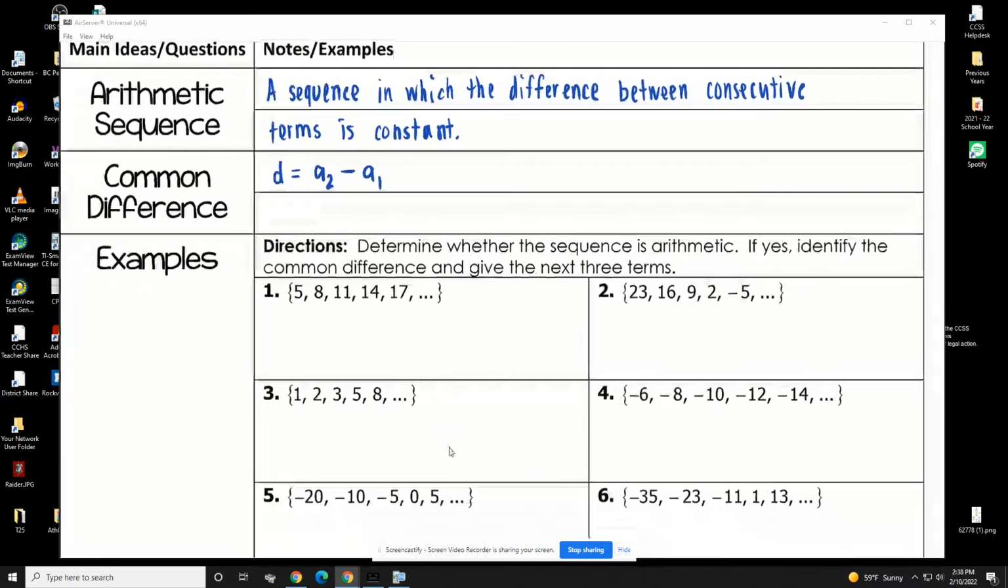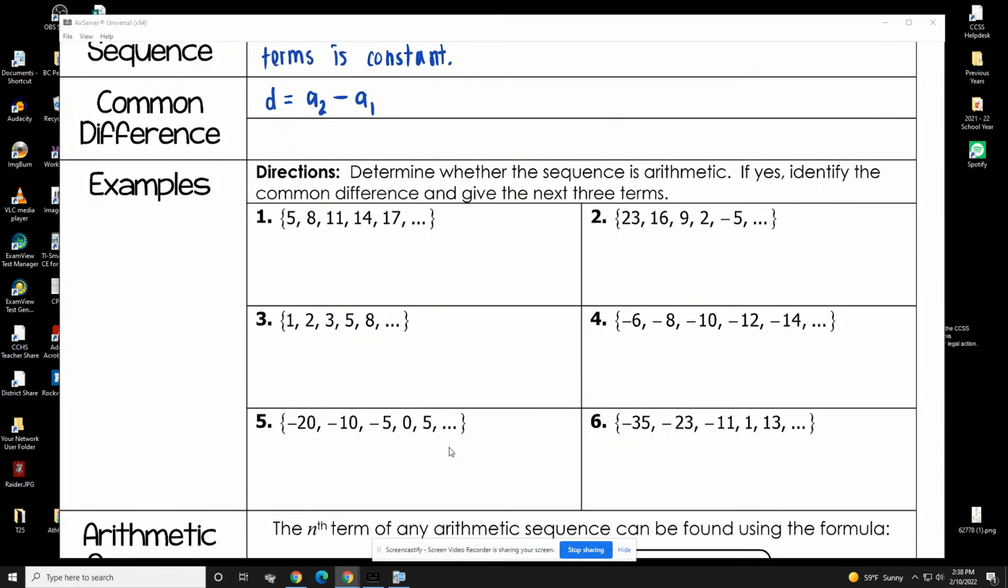Let's look at these examples and answer what it asks. First, determine whether the sequence is arithmetic. If it is, then identify the common difference and give the next three terms. If it's going to be arithmetic, it has to have a common difference. How do I find that common difference? I take the second term, 8, and I subtract the first term, 5. Well, 8 minus 5 is 3.